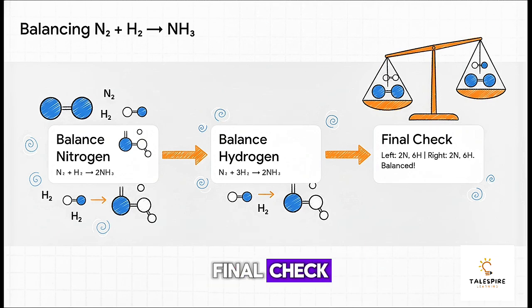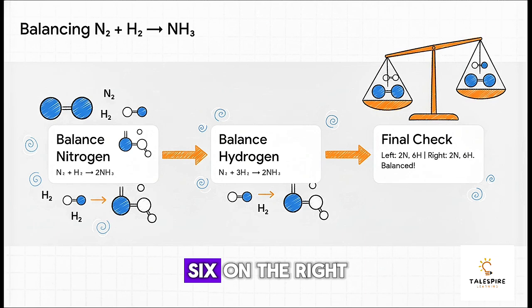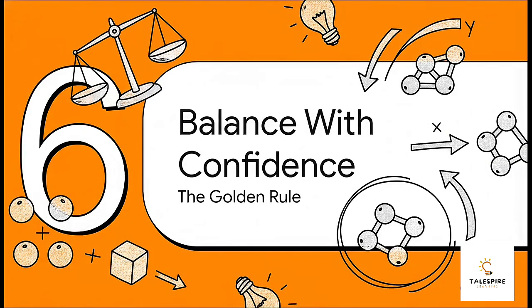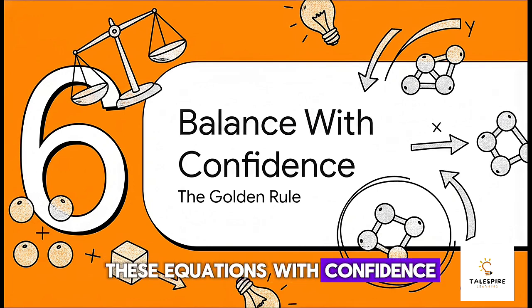Let's do a quick final check. 2 nitrogens on the left, 2 on the right. 6 hydrogens on the left, 6 on the right. We are perfectly balanced. See? It's like a little puzzle. And once you know the golden rule, you can solve any of them. You can really tackle these equations with confidence now.